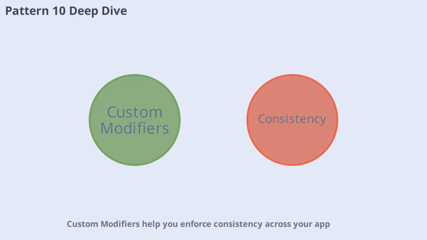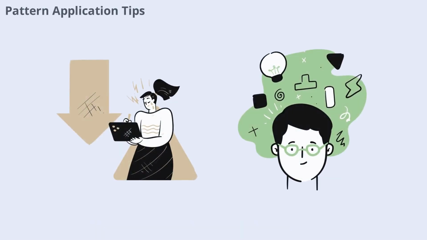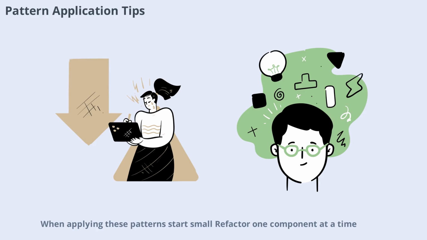Custom modifiers help you enforce consistency across your app. By defining your own modifiers, you ensure that spacing, colors, and other styles are applied uniformly. This leads to a more professional and cohesive design. When applying these patterns, start small. Refactor one component at a time and gradually adopt more patterns as you become comfortable. Over time, your codebase will become cleaner and easier to maintain.